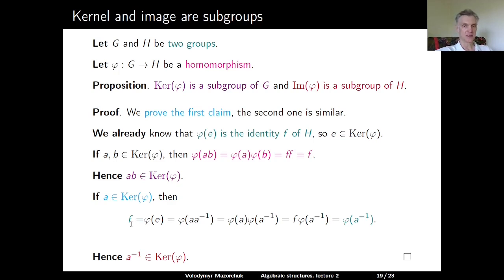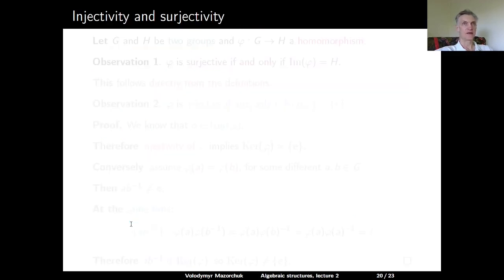So the kernel contains the identity, and it is closed with respect to composition and taking inverses. So this implies that the kernel of phi is indeed a subgroup of G. Kernels and images are useful to detect injectivity and surjectivity of homomorphisms.